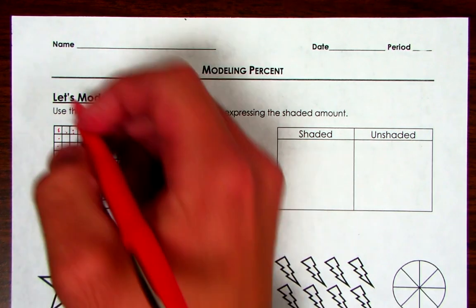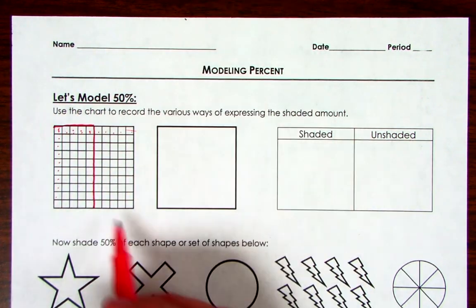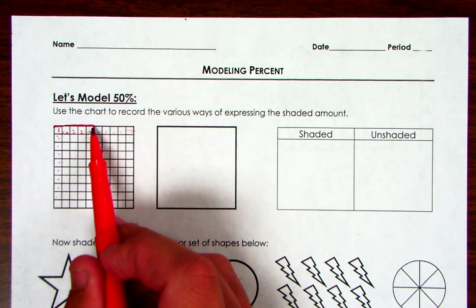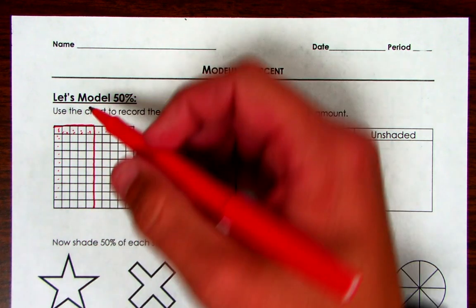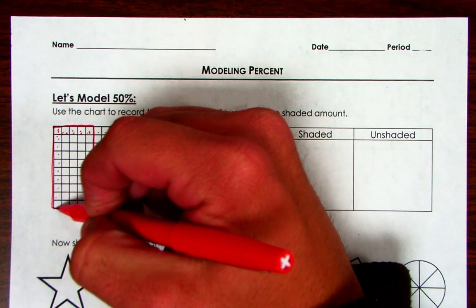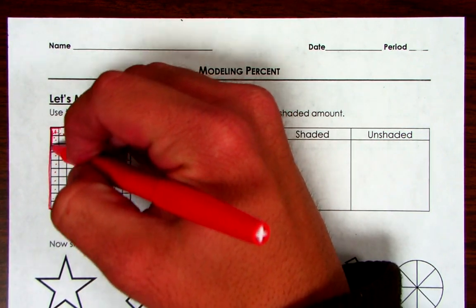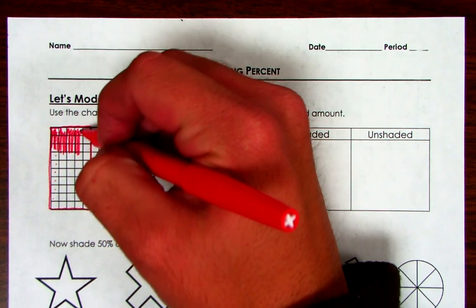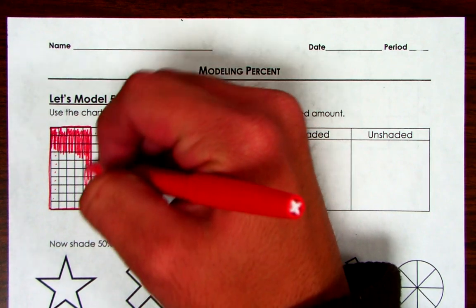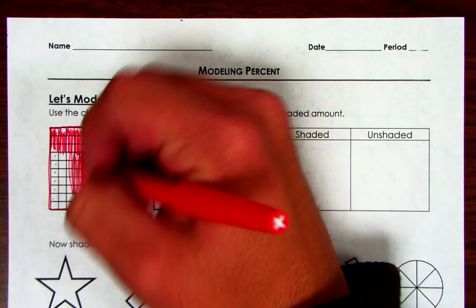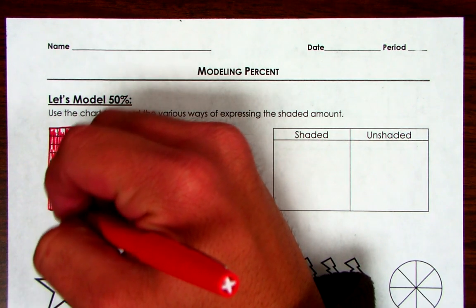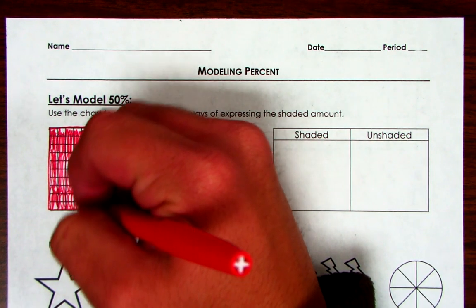So all of these right here, all I did was count over 5 squares. 1, 2, 3, 4, 5, and went straight down. Look how nice and pretty this is. Keeping my coloring between the lines. Alright, well there you go. I just shaded in 50%.